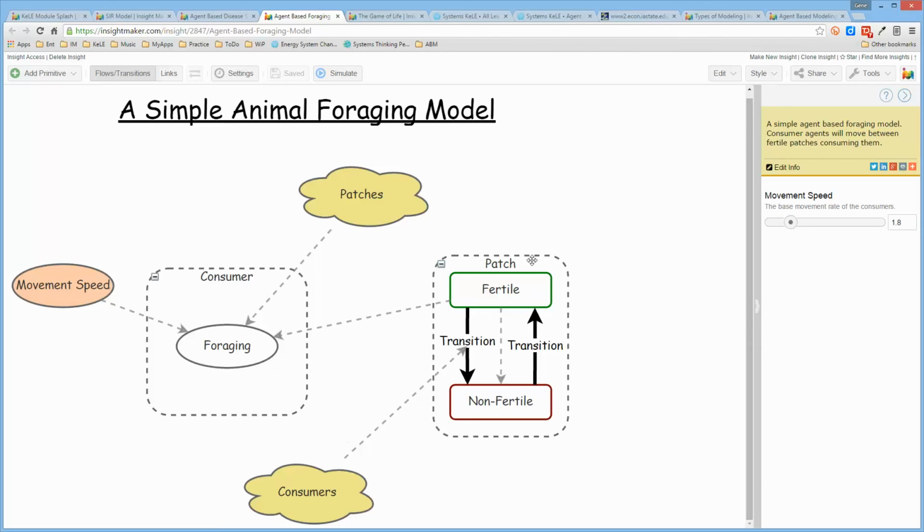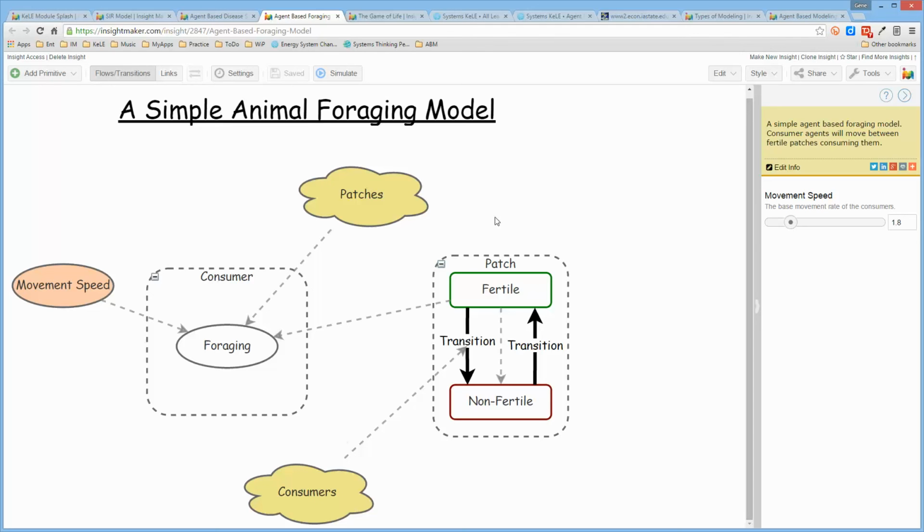It just has an action that it performs. And then the other agent is patches of ground, which are fertile or non-fertile. And the idea is that consumers wander around looking for fertile patches of ground to consume. There is a set of interaction rules whereby once a consumer consumes a fertile patch, it becomes non-fertile, but after some period of time, it transitions back to being fertile again.